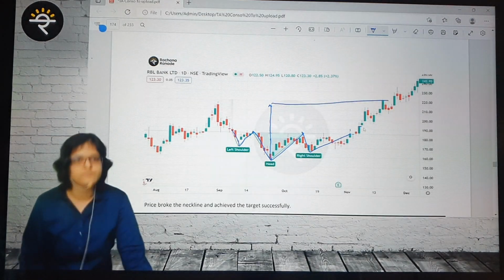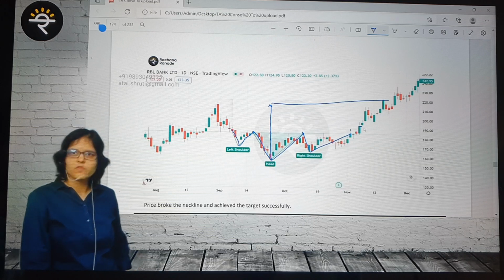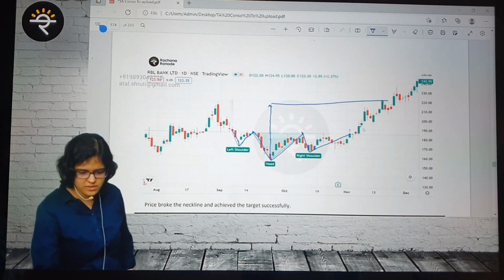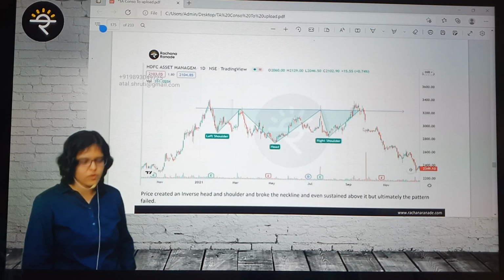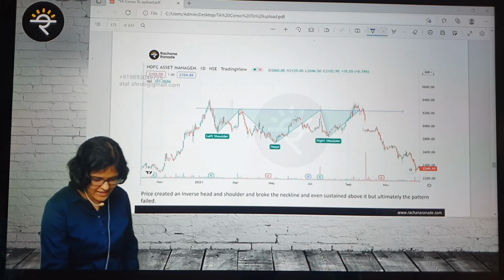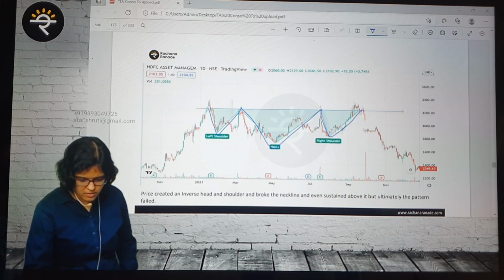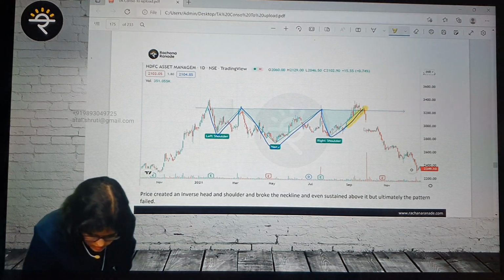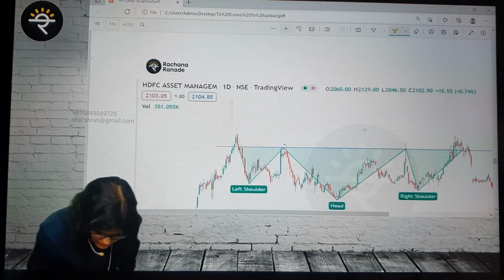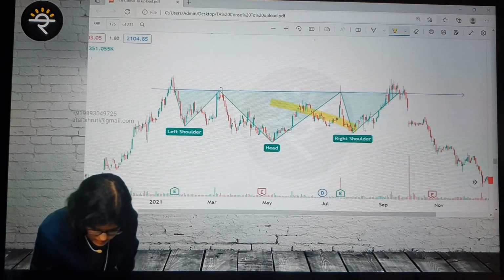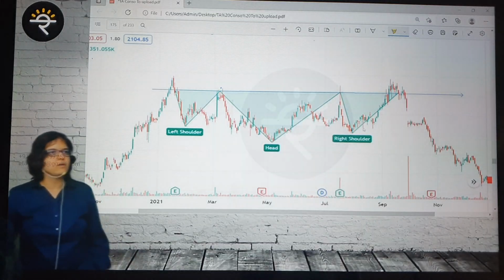Has the target been met also? Yes. Fair enough. Have you understood this? Yes. This is an example of failure. See, nicely, this is shoulder, head, shoulder. I want you all to tell me, did it fail? I'm just trying to zoom in. Did it fail?